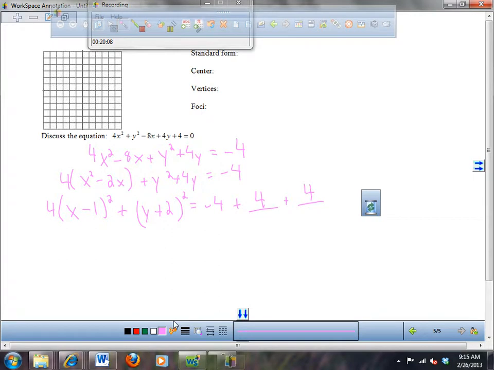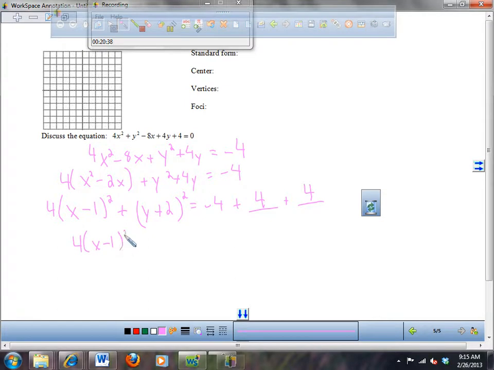Follow? Okay? Now, where did you get the 4 in the middle? Because if I FOIL this out, it'd give me x squared minus 2x plus 1, but I'm multiplying all that by 4. So I've actually added 4 times that. That's tricky. Now I simplify. So I get 4 times (x minus 1) squared.